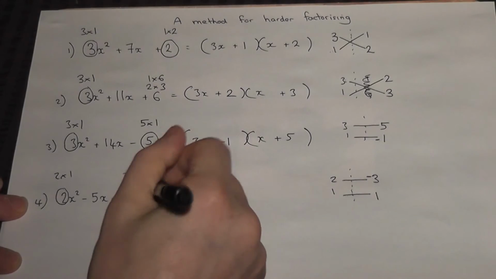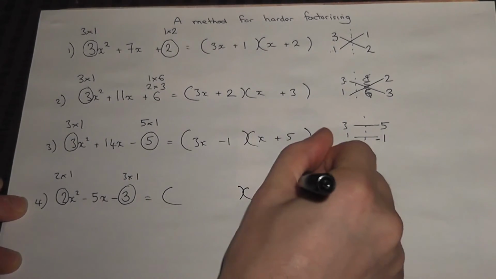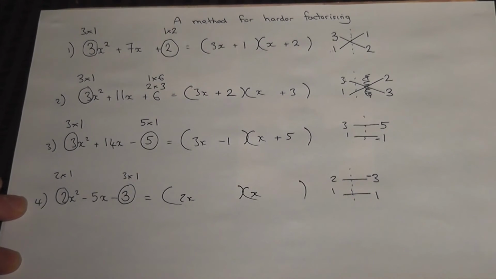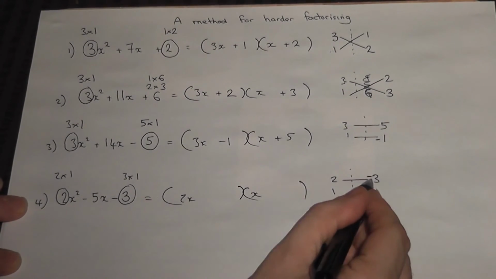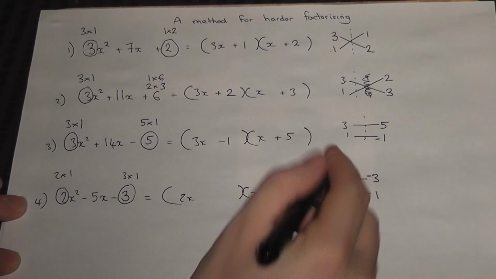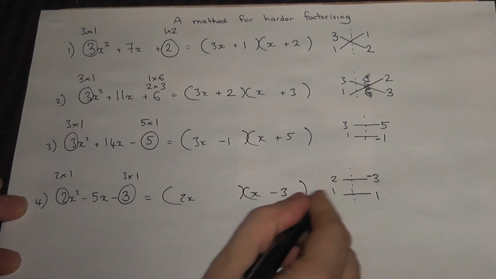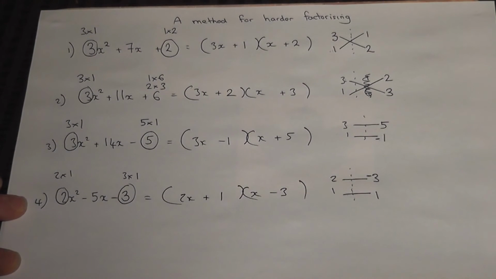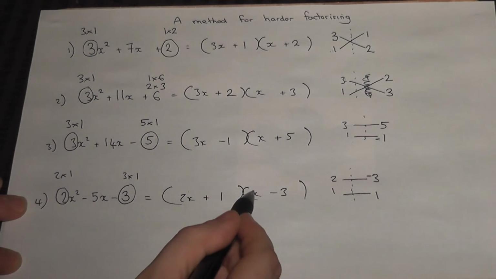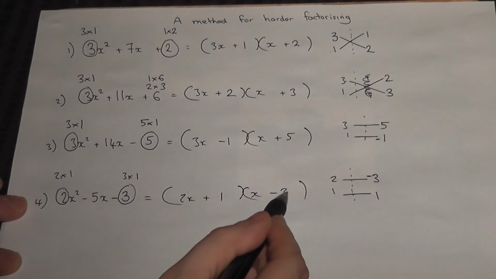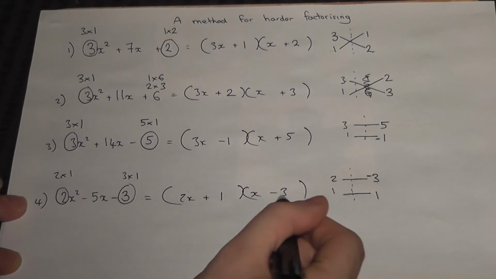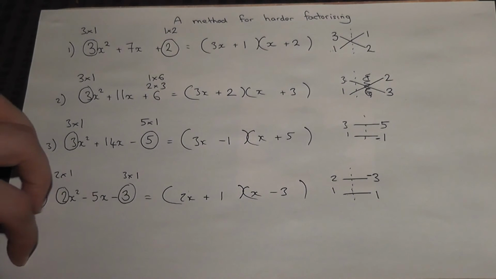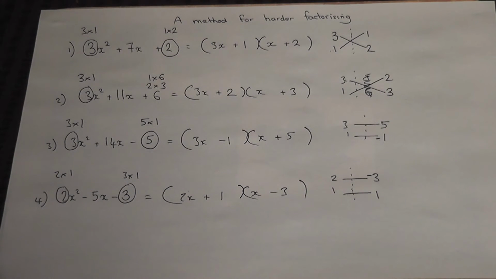So if I produce the two brackets, the factorizing, 2x and x, the 2x goes with a negative 3, the x goes with a 1, and again, 2x squared, a minus 3, but a 1x, take away a 6x, is a minus 5x. So that has now been factorized.